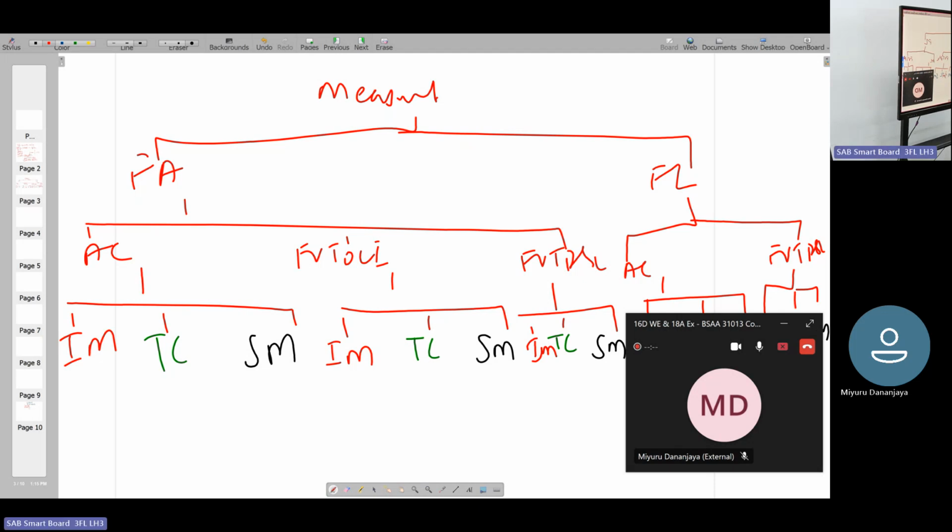Fair value through OCI. Fair value changes should be charged to OCI.